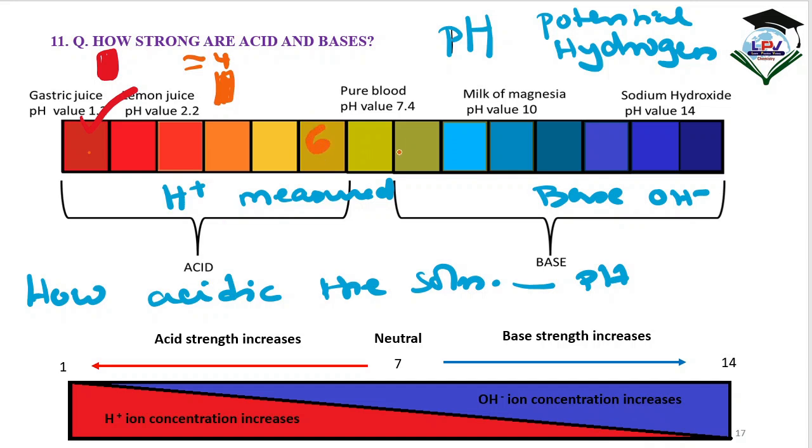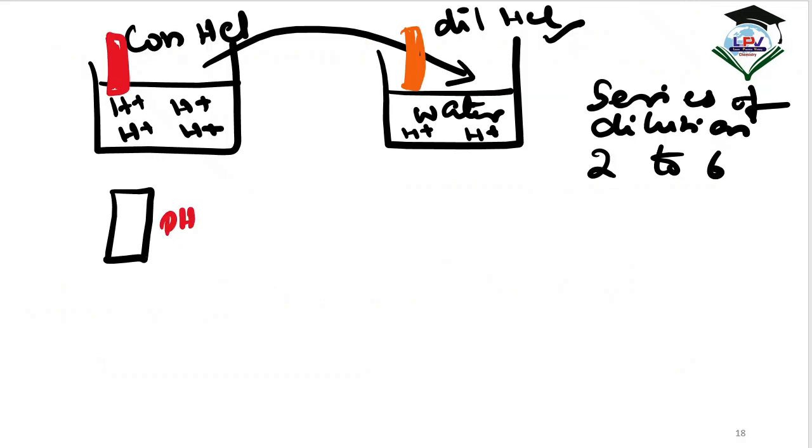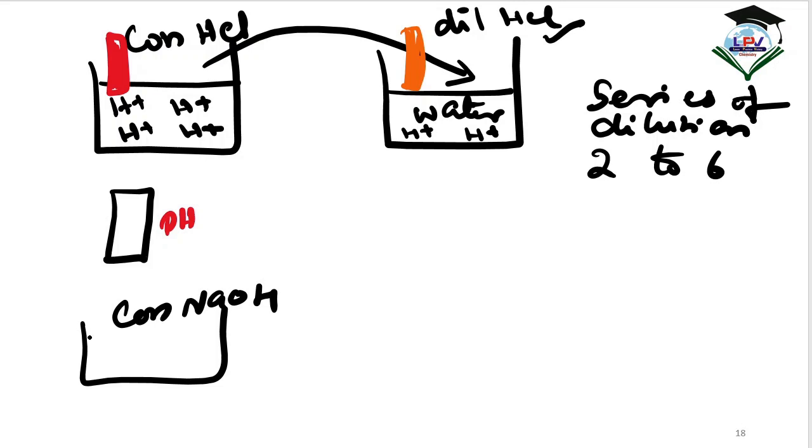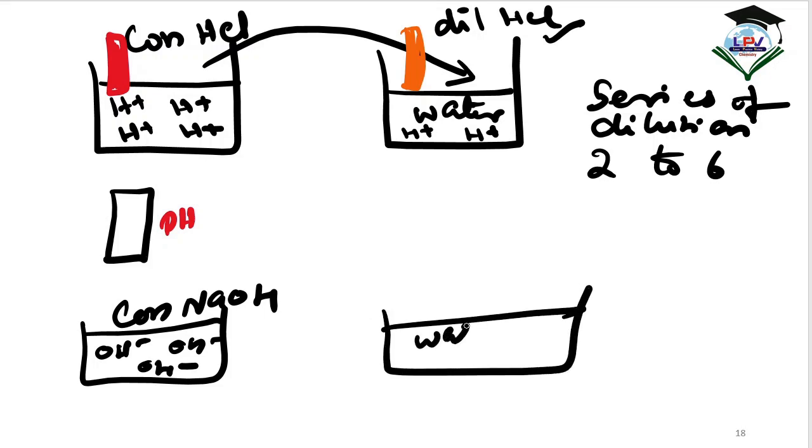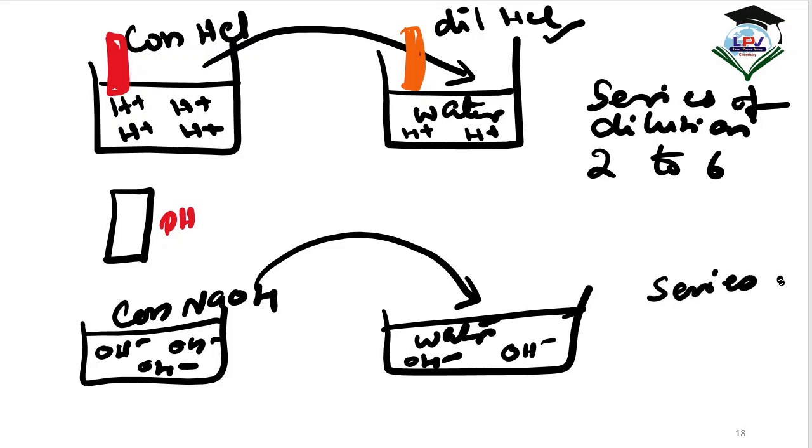Now students, take a base. You are taking NaOH, concentrated NaOH. It has got more OH minus ion. Now take another beaker with water. Add concentrated NaOH. The OH minus starts emerging. You can do a series of dilutions varying from 8 to 13.